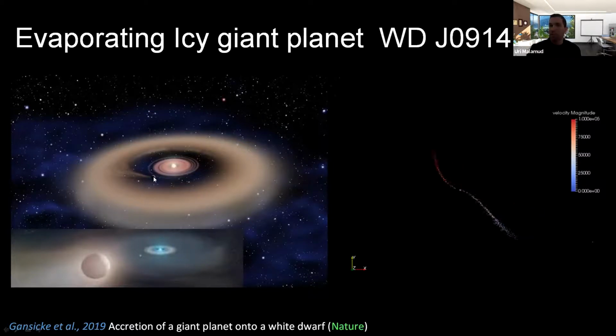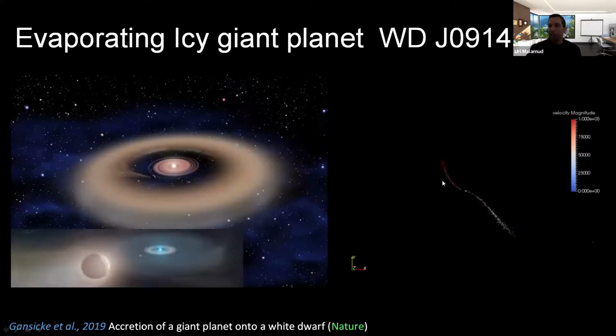We don't see it directly because there's no transit, but it's close enough that the atmosphere of this icy giant is evaporating, and it's emanating all of this material, and this could actually explain the composition of this gas that they're seeing. I actually communicated with Boris Gänsicke because I have another idea. I think that it could also be a partial disruption of a Uranus-like giant planet.